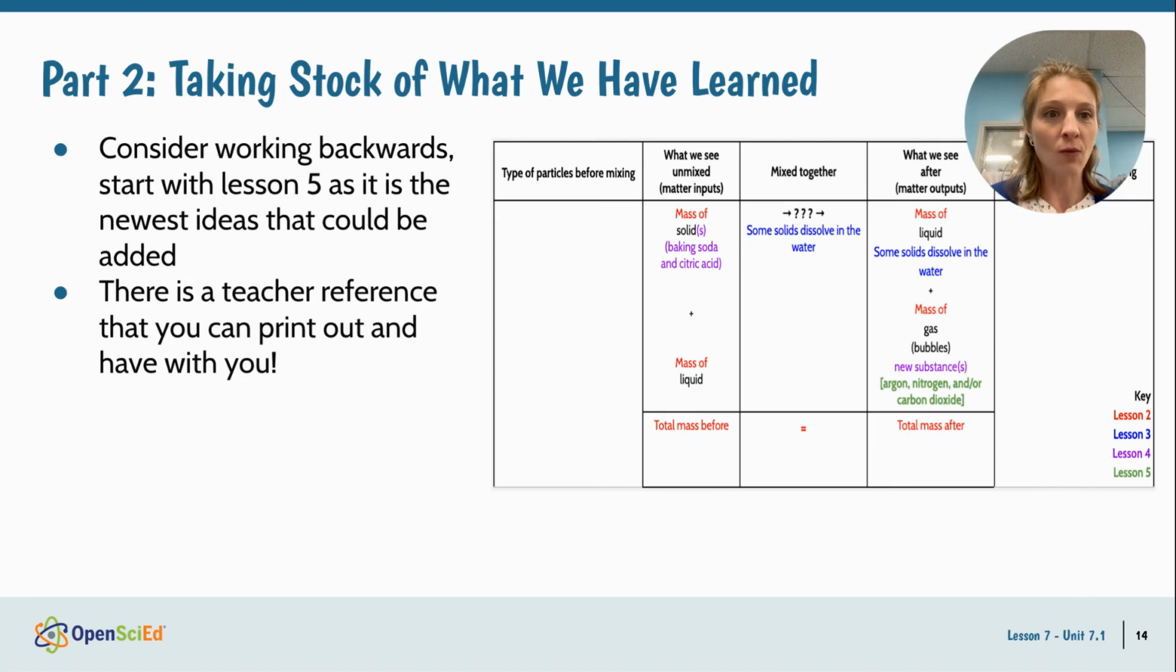There's also a teacher reference located in the downloadable file that you can print out and have with you so that you can see what should be added to the model part by part. So it doesn't just look like this overall, it will show you step by step what to add to the model.